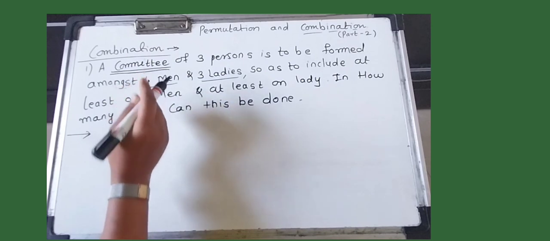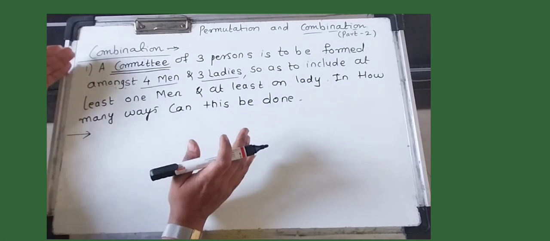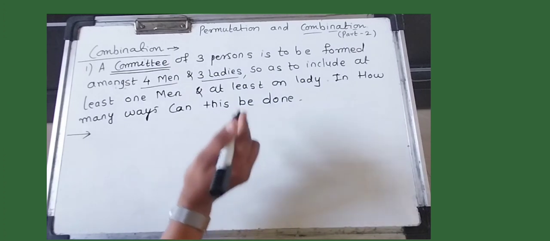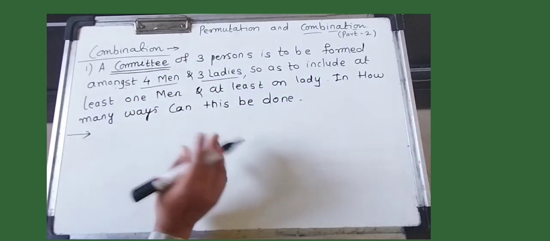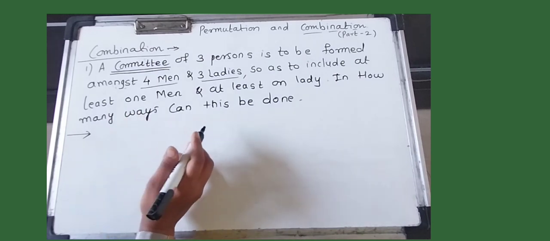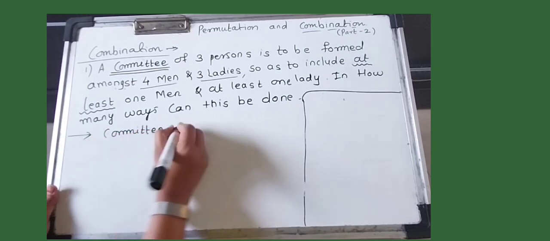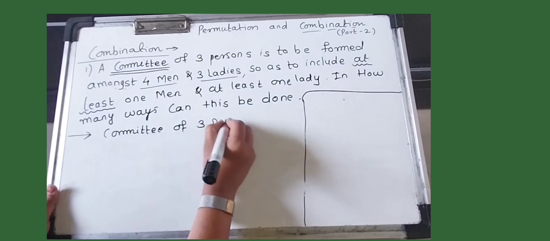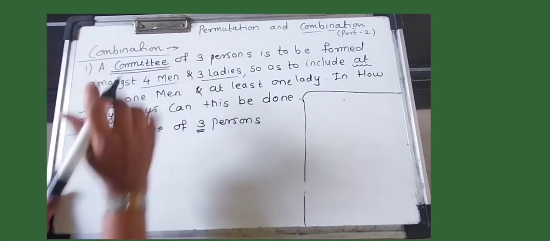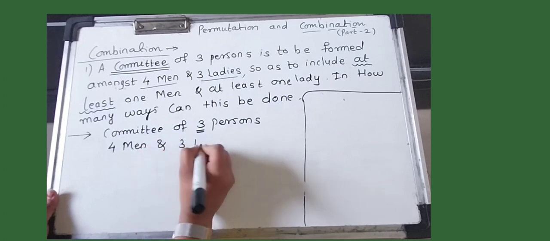From the committee word, we understood here we have to use the combination. And moreover, we have to select the persons. Not arrange. Select the person. So use the combination here. To find the committee, I write here committee of 3 persons. Clear? In the committee, there should be 3 persons only. What is the availability here? Availability is 4 men and 3 ladies.